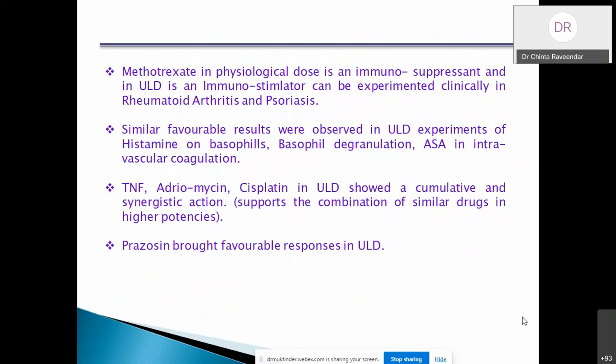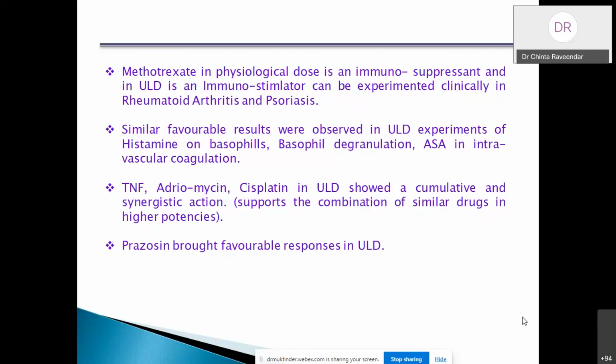And everybody knows methotrexate, an immunosuppressive, anti-tumor drug, which they give in cancers as well as in psoriasis and rheumatoid arthritis as an anti-cell divider. In physiological dose it is an immune suppressant, and in ultra low dose it is an immunostimulator. This can be experimented clinically in rheumatoid arthritis and psoriasis. Similar favorable results were observed in ultra low dosage experiments of histamine on basophils, that is, basophil degranulation.